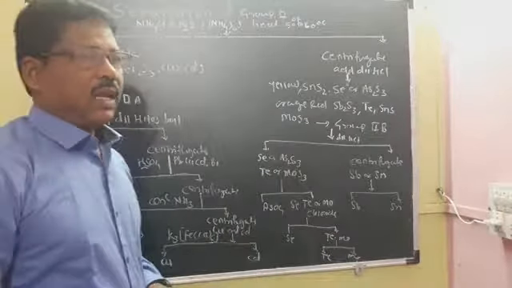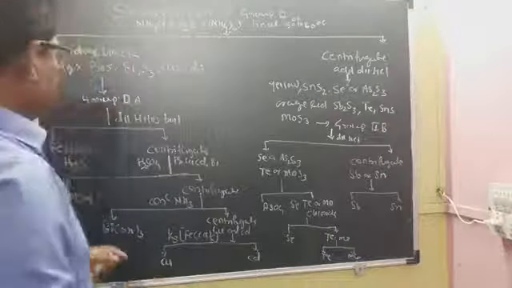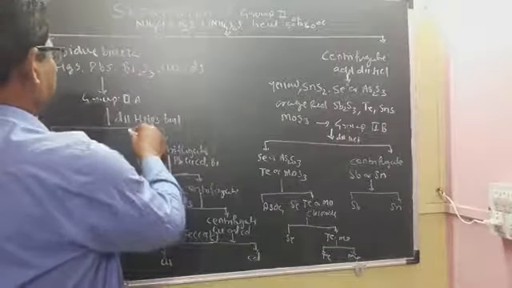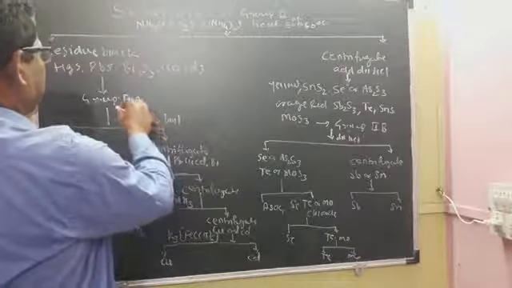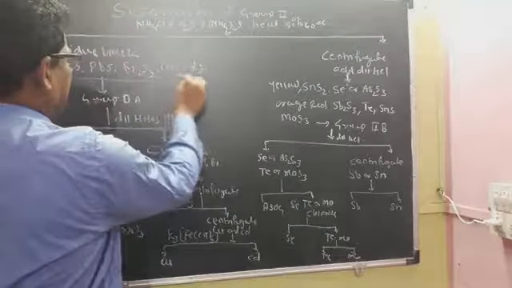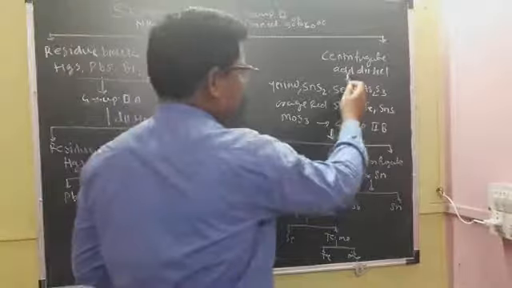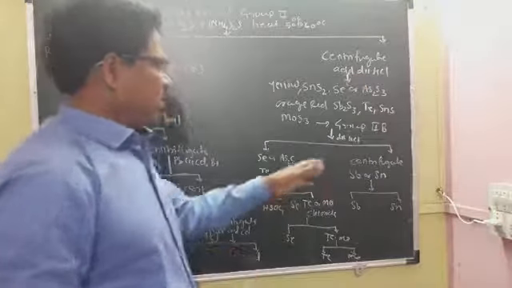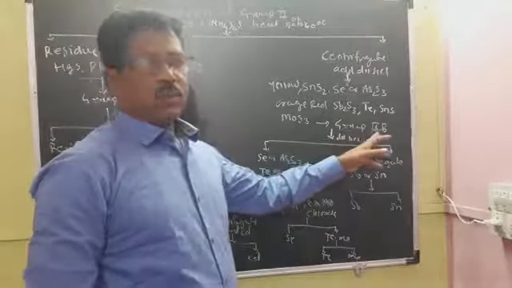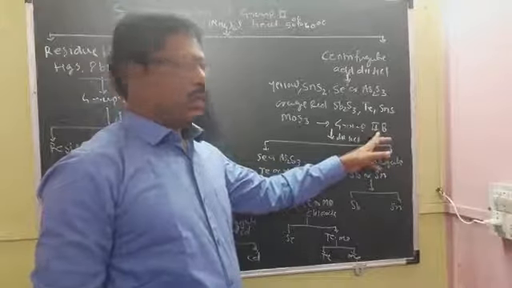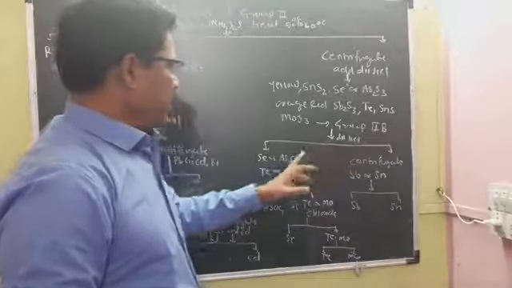The black residue group is known as the group second A elements, and the centrifugate which contains the other group of elements is known as the group second B elements.